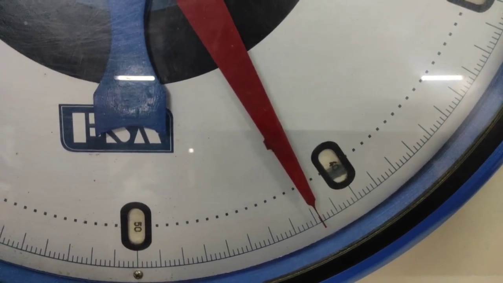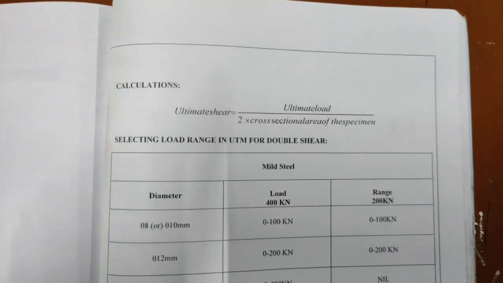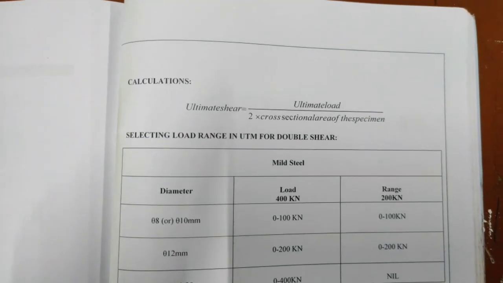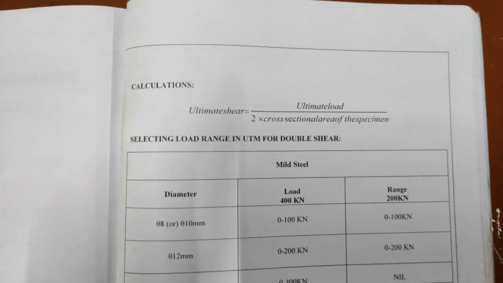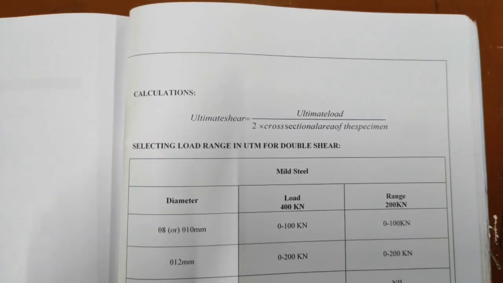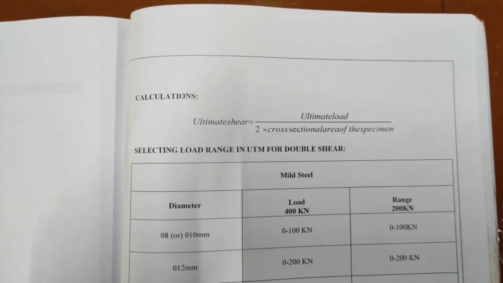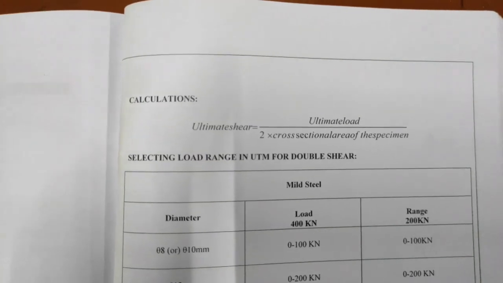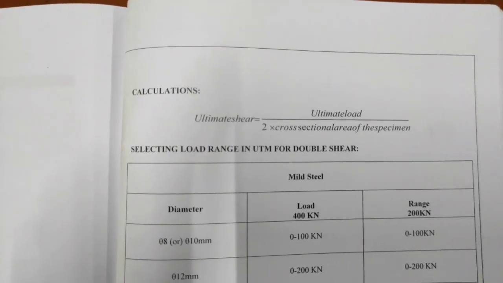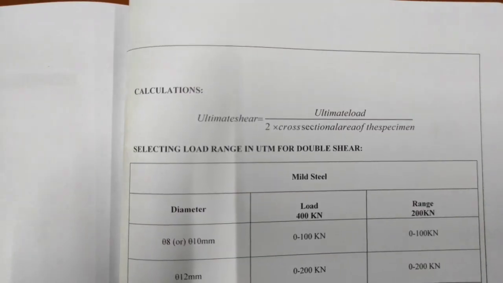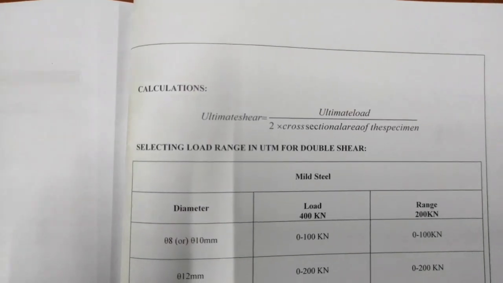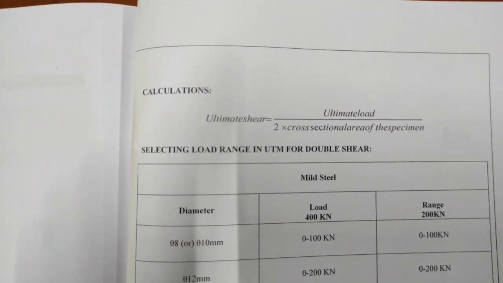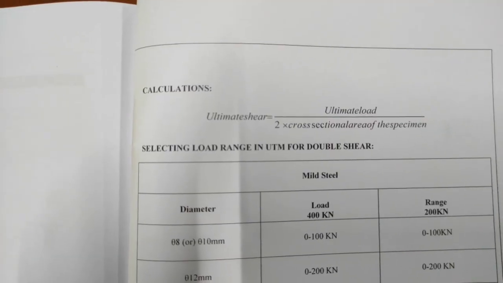From the red needle, as we have discussed earlier, our ultimate aim is to measure the ultimate shear strength of the material. The material we have used is mild steel. This is the formula we are going to use to determine the ultimate shear strength: ultimate shear stress is equal to ultimate load divided by 2 times the cross-sectional area of the specimen.